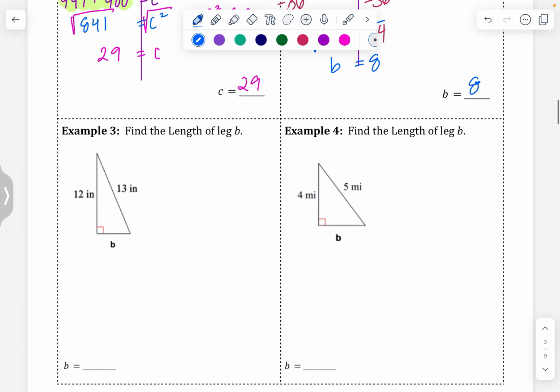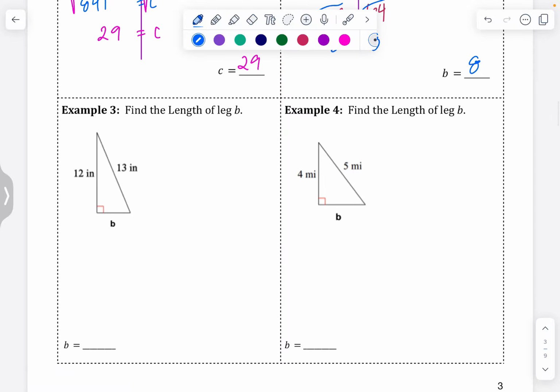All right, guys, let's go ahead and try example 3. Find the length of leg B. So here's leg B. Opposite of leg B is angle B. So here's angle B, angle C, and angle A. Then across from angle A is leg A, and across from angle C is your hypotenuse C. Now, once you get into practice of this, you will be able to set it up just like we've been doing. So I'm going to get started.